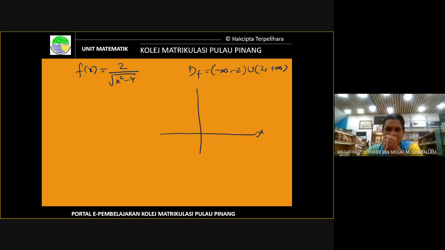Sorry, it's a bit crooked. Okay, so we got -2 here and x equal to 2. So class, the domain is from negative infinity until -2, which means on this side here, this is where negative infinity until -2, this part, and 2 to positive infinity.